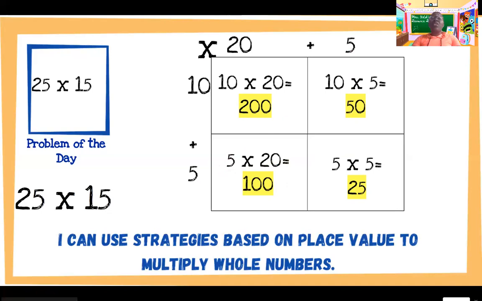What do you think we're going to do with these four numbers? Did anyone say add them together? If you did, you're absolutely correct. So we are going to add 200 plus 100 plus 50 plus 25. And when we do that, what do we get? Did you get 375? If you did, you're absolutely correct. Therefore, 25 times 15 equals 375.